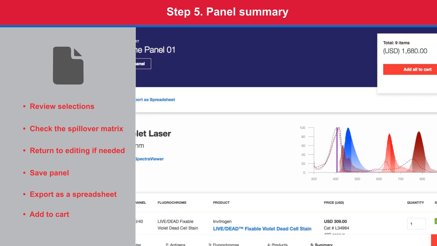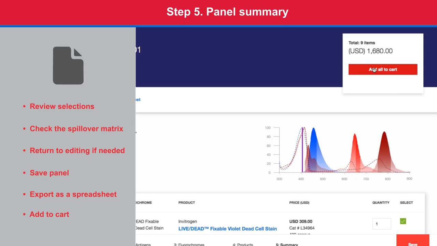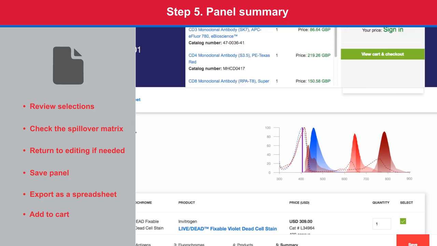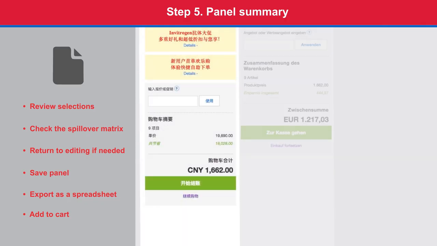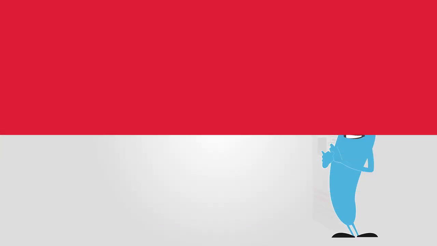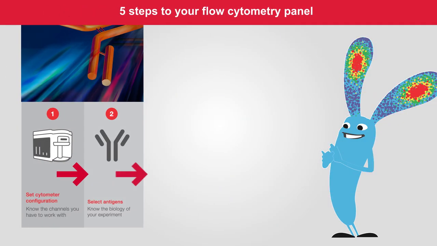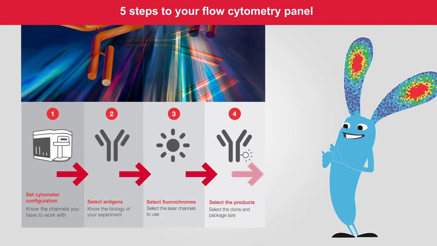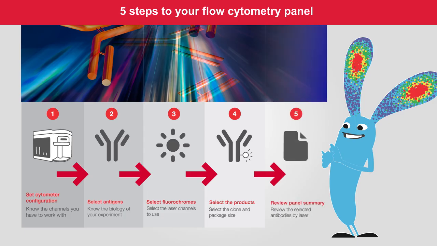If you are outside the US, the pricing in the panel builder will show in your country's currency, and when you click the Add All to Cart button, the correct pricing and currency for your country will also show in the cart summary field. Panel design can be challenging. Luckily, Primary Conjugated Antibody had the flow cytometry panel builder and its 5 simple steps to help.